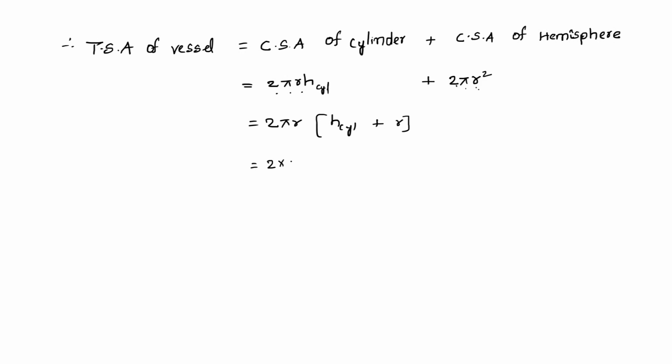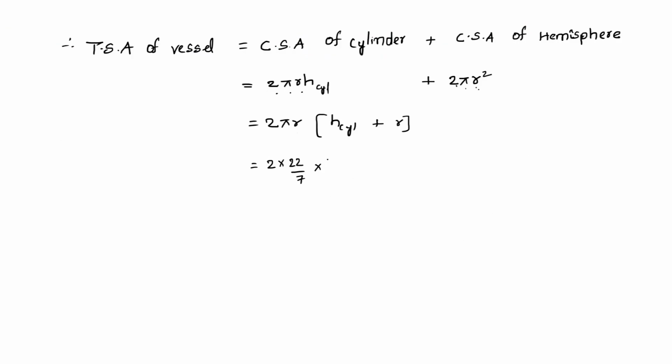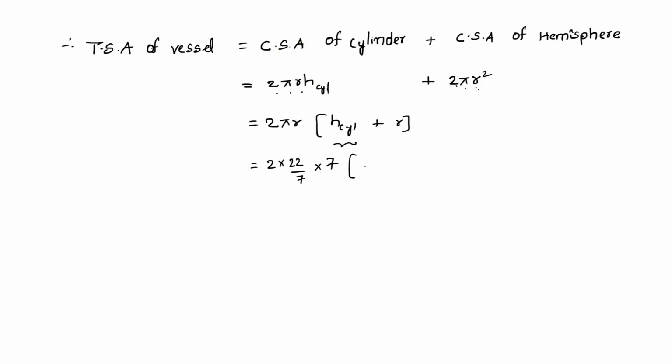So 2 into 22/7 into r value, we know that 7, height of cylinder 6 plus 7. So 7 gets cancelled. 2 into 22 into 13. So that is equal to 44 into 13, 520 plus 52. 572 centimeter square is the total surface area of the vessel.